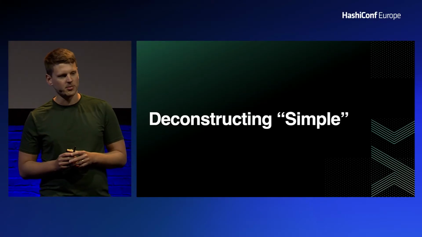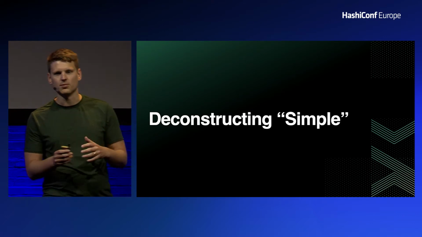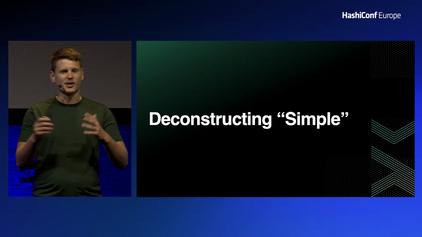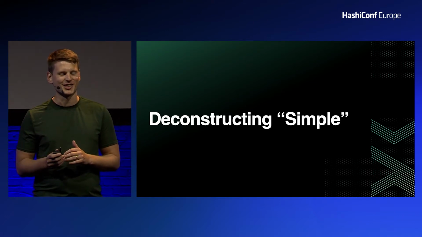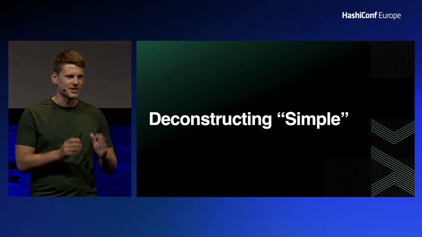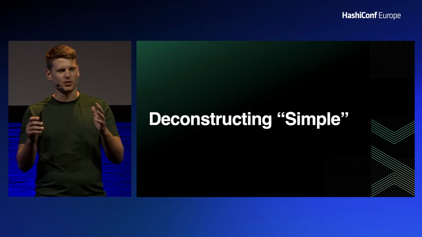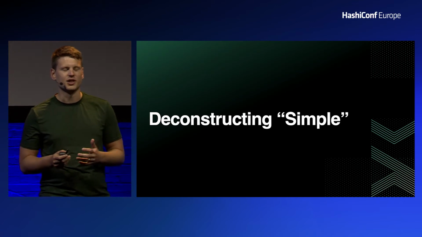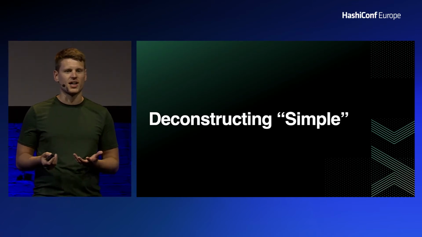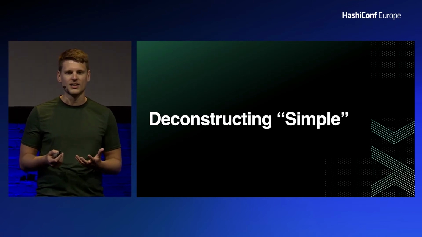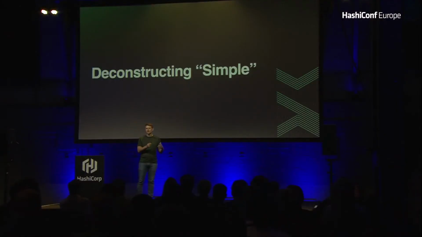Simple could mean technical simplicity. Nomad is a single binary. You don't need a PhD to understand the architecture. It's technically simple. That's nice. It also has product simplicity. We talk a lot about the Unix philosophy, do one thing and do it well. Nomad is not trying to become the API for all of your infrastructure, your whole data center. It's just trying to be a really good orchestrator.